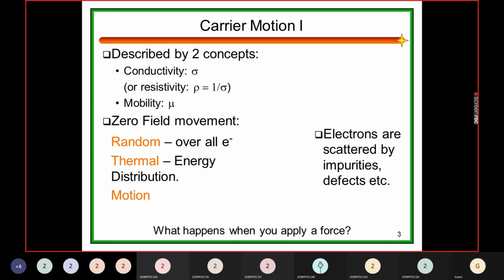Therefore, a zero field movement will be captured in this case, where if the electrons are moving from the negative side to the positive side, a random zero field movement will be generated, and in case of energy distribution across the entire network, a thermal zero field movement will be continued in the network. That represents that the electrons are being scattered by many types of impurities. Now you have to overcome these impurities. What are you going to do? That is the next case.